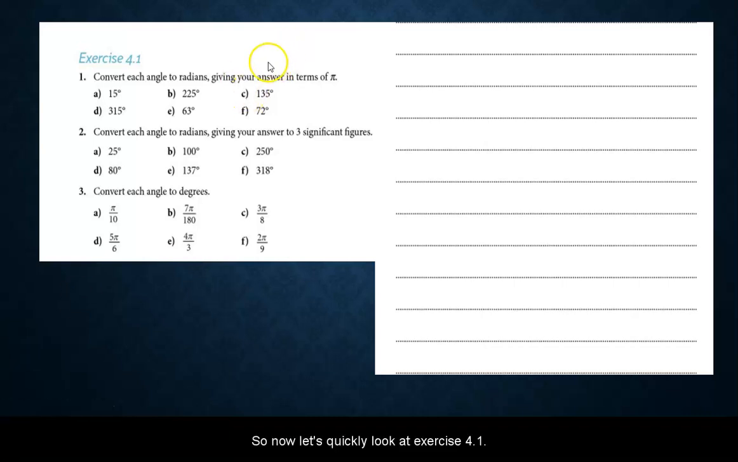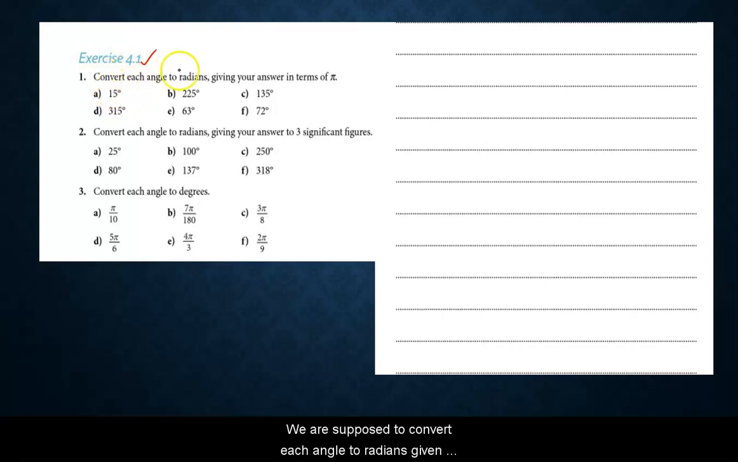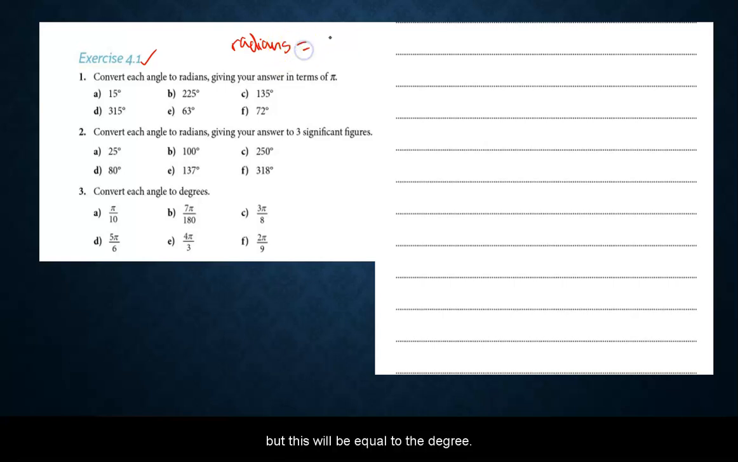Now let's quickly look at Exercise 4.1a. We are supposed to convert each angle to radians, giving your answer in terms of pi. Again, we know the formula for converting to radians. Radians will be equal to the degrees multiplied by pi over 180.